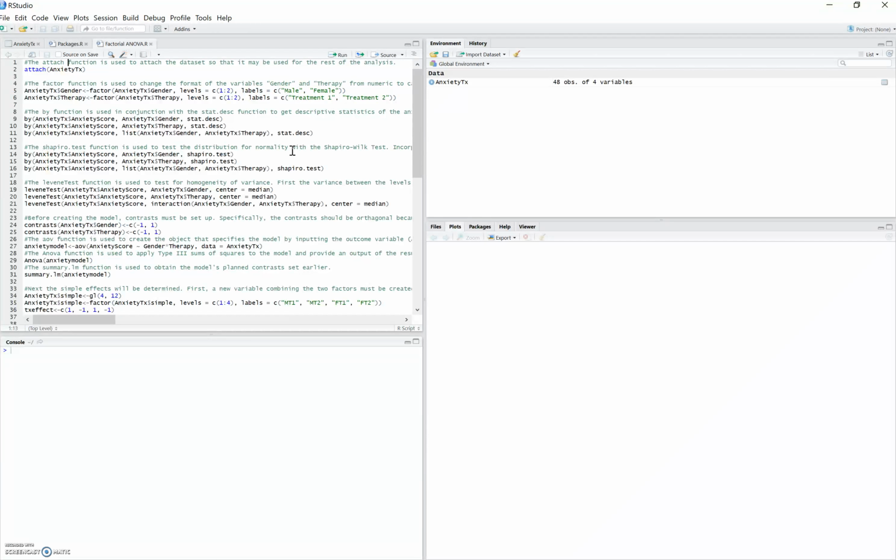So the first thing that I need to do is attach the data set that I imported at the end of the last video. And I'm going to do that using the attach function. So I'm going to run that.